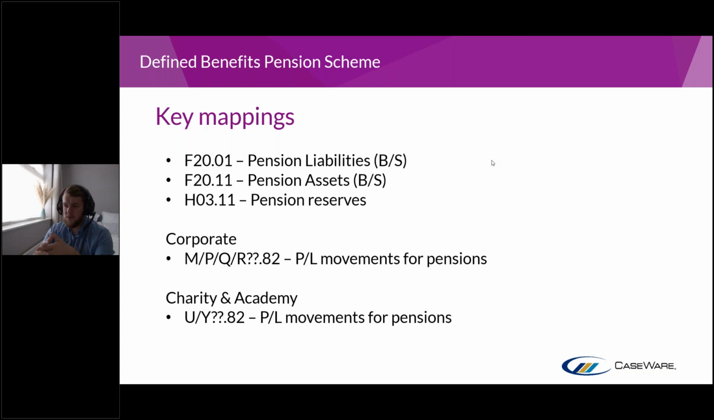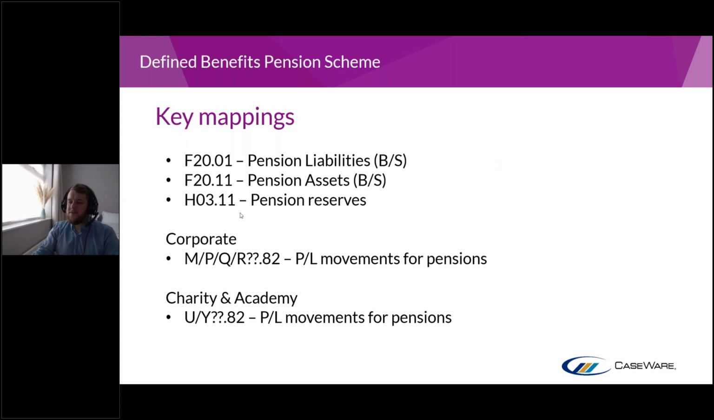You've then got the pensions reserves in HO3.11, and that again is where you're going to be taking the pensions reserves brought forward. Any movements in the year are going to go down there, and that's where you're going to find all those codes. And then finally, the .82 codes in the P&L side.